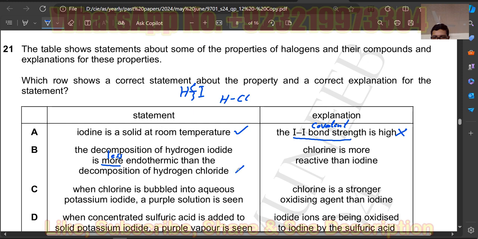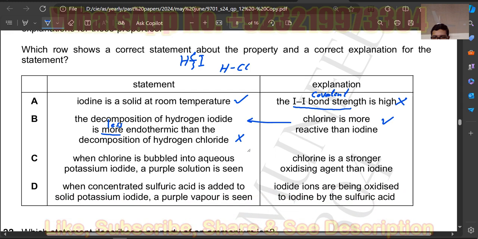So it is incorrect. And then the explanation: chlorine is more reactive. Chlorine is more reactive than iodine. Basically, the statement is incorrect. However, this explanation is correct because chlorine is more reactive, but it is not properly explaining the statement. So it is a mismatching explanation.